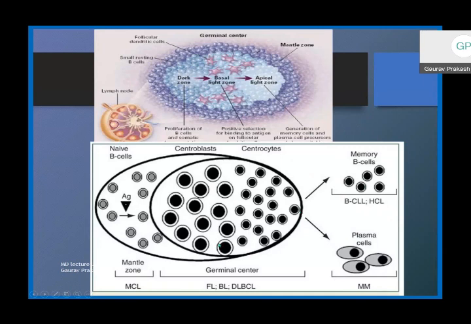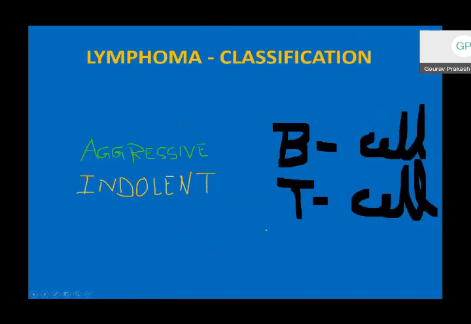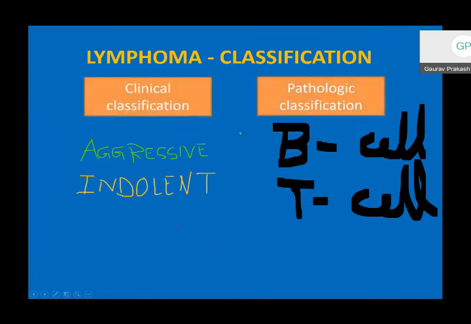And for germinal center, which are the main crux today, these are the activated lymphocytes, and they give rise to most commonly DLBCL, the commonest lymphoma, Burkitt's, and follicular lymphoma also arises from these mature cells. Right. So coming to the classification of lymphoma, there is one clinical classification and one pathologic classification.